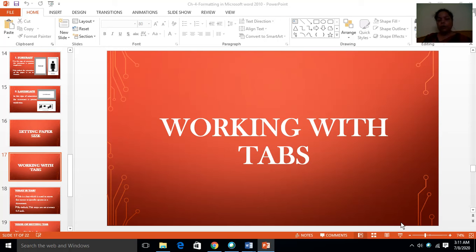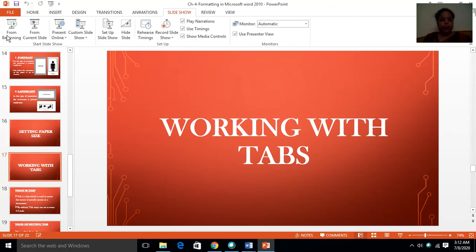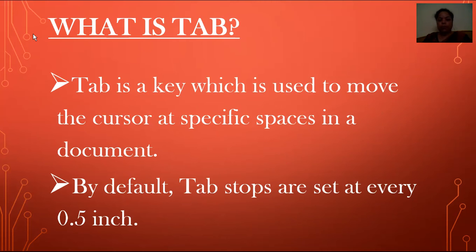So, before knowing about this, that how to set the tab, we must know about this, that what is tab. So, let's begin. What is tab? Tab is a key which you will get on the keyboard, and it is used to move the cursor at specific spaces in a document.